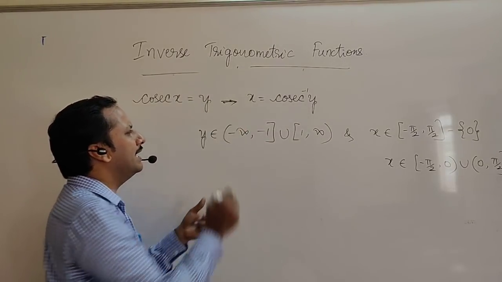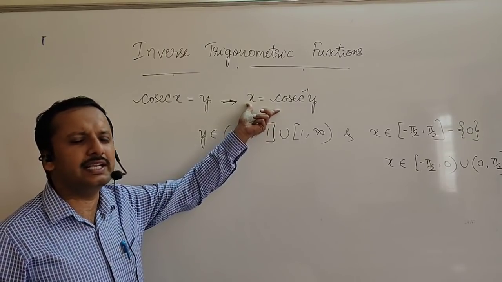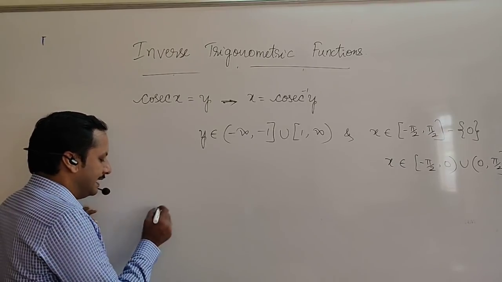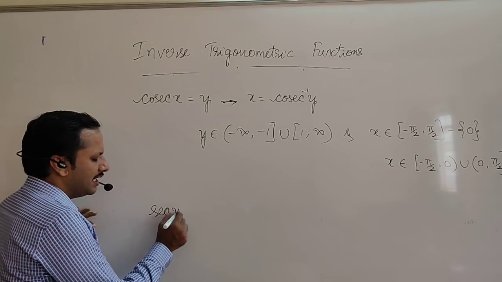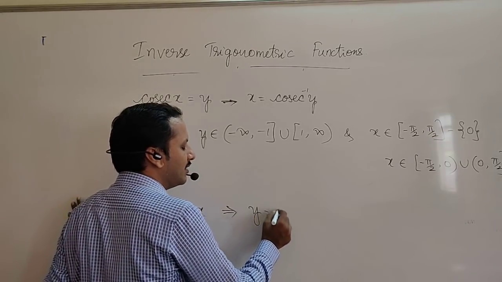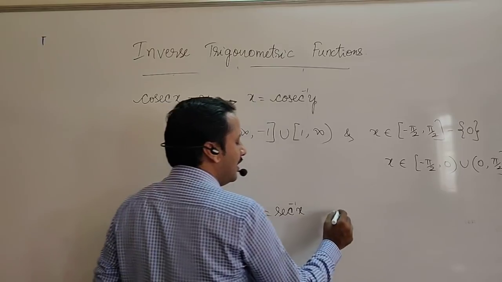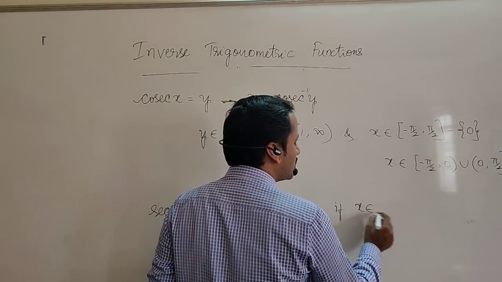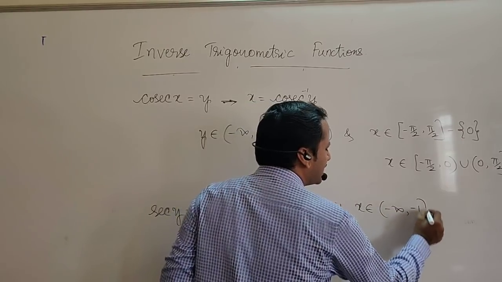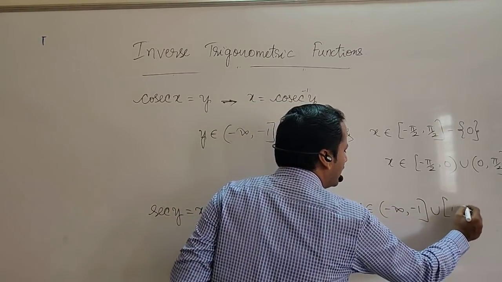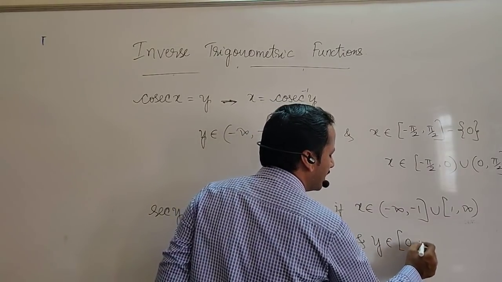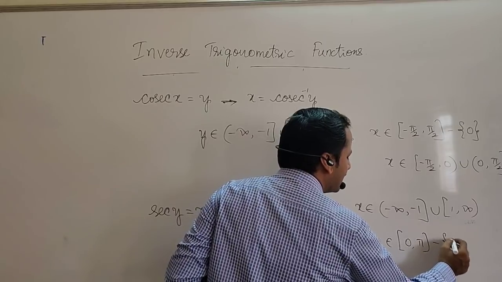This will imply that x is equal to cosecant inverse y. Then if you look at secant x, suppose secant y is equal to x, this will imply that y is equal to secant inverse x if x belongs to minus infinity to minus 1 union 1 to infinity and y belongs to closed interval 0 to pi except pi by 2.